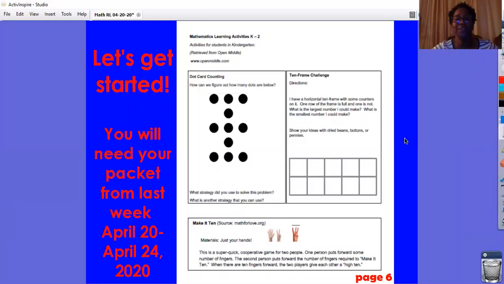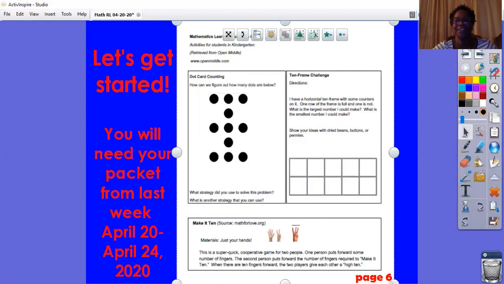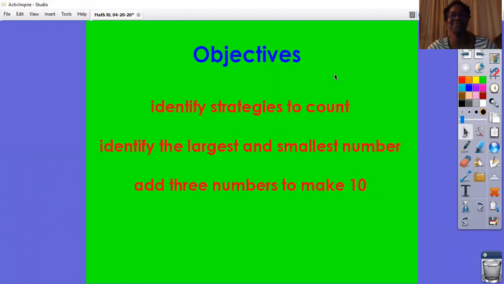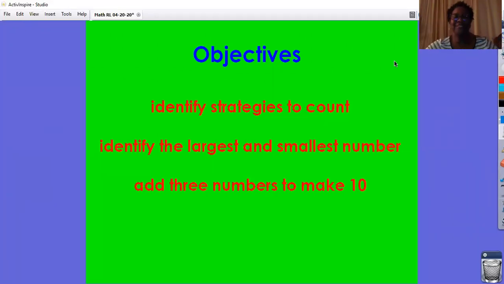Let's get started. What you will need is your packet from April 20th through the 24th on page 6. I'll give you a second to go ahead and get that if you need it. So glad you guys are here today. I've been missing you guys. Here are our objectives for today. We're going to identify strategies to count, identify the largest and the smallest number, and add 3 numbers to make 10.